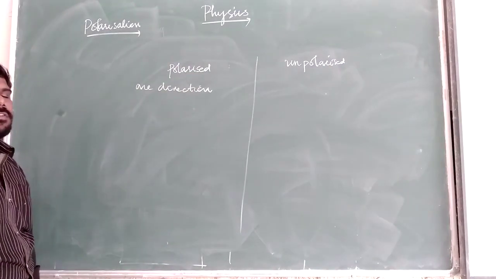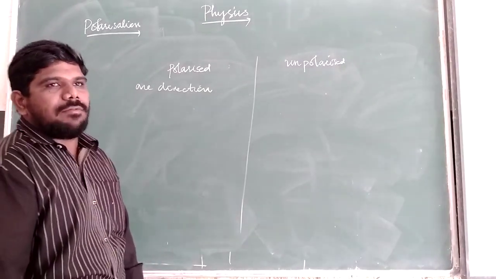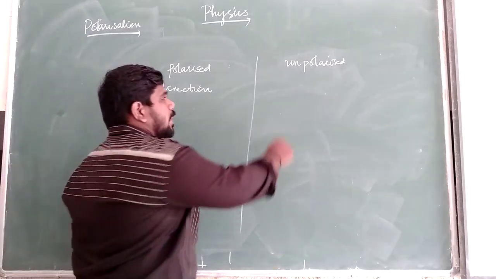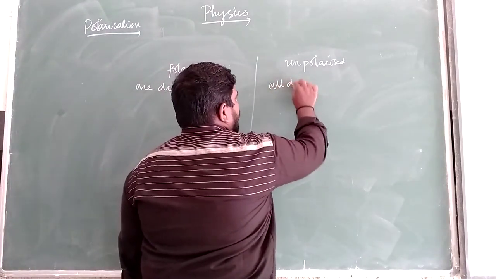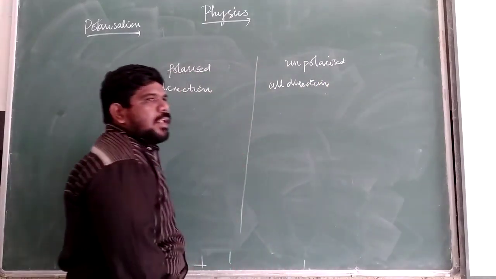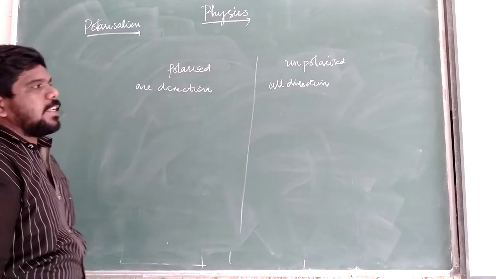Unpolarized light means it consists of waves in which the electric field vector and magnetic field vector vibrate in all directions perpendicular to the direction of propagation. Then it is called unpolarized light.